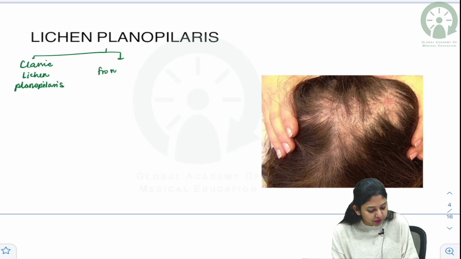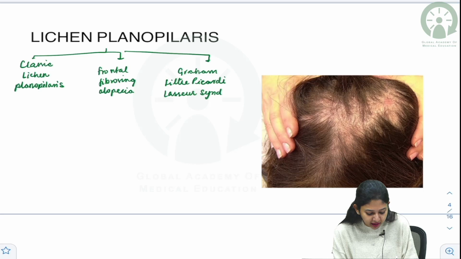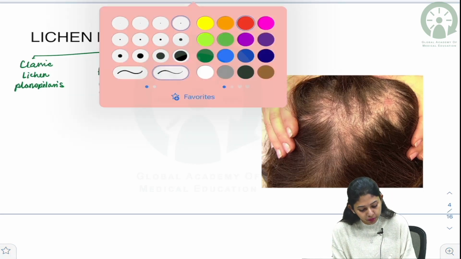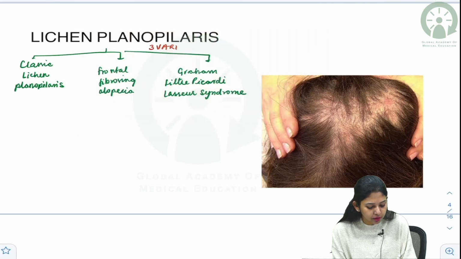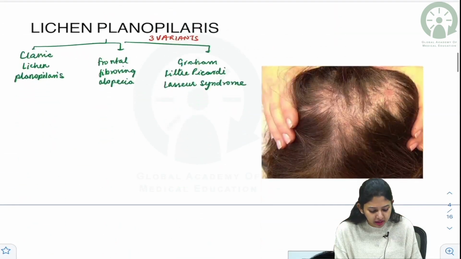The second is called frontal fibrosing alopecia, and the third is Graham-Little Picardy Lasseur syndrome. Okay, big names. Just familiarize yourself with these three variants. Three variants of lichen planopilaris. See here. We had three types: the classical type, the frontal fibrosing alopecia type, and the Graham-Little syndrome. So these were variants of lichen planopilaris, right?